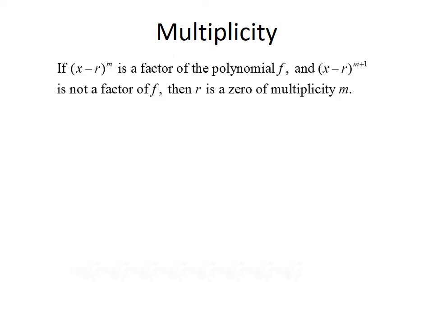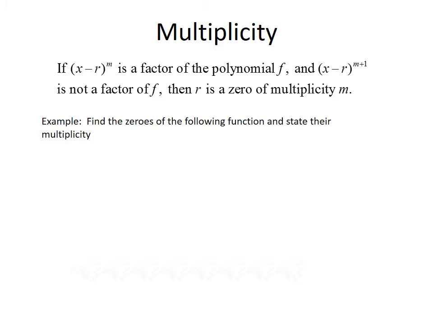Now that we've talked about the zeros of a polynomial, let's talk about the multiplicity of each zero. So, if (x minus r) to the m is a factor of the polynomial f, and (x minus r) to the m plus 1 is not a factor of f, then r is a zero of multiplicity m. So essentially what this says is if you factor things out so that you have factors raised to a degree, the multiplicity of each zero will be the corresponding degree.